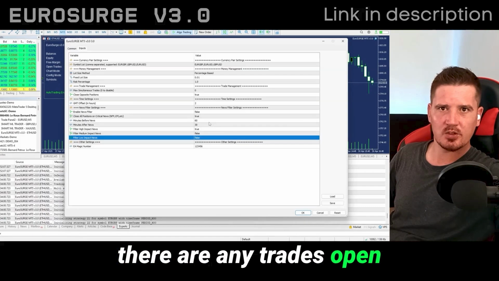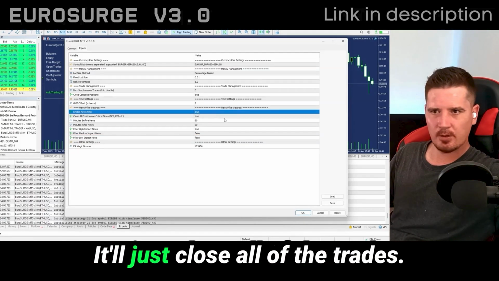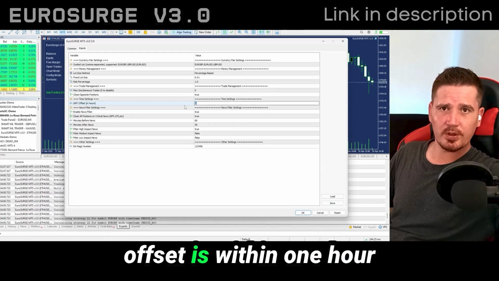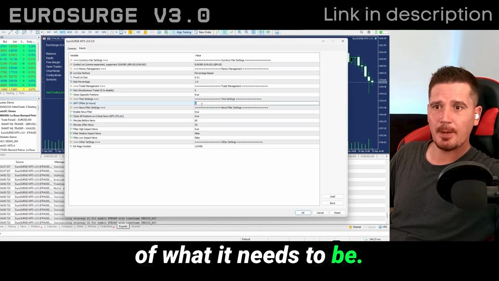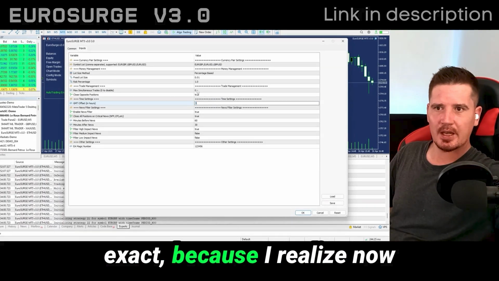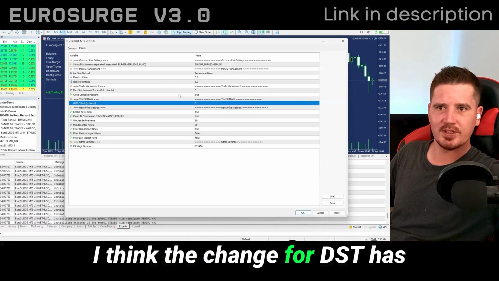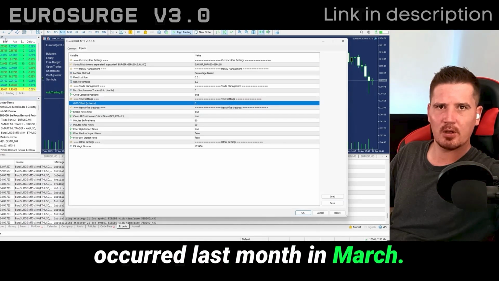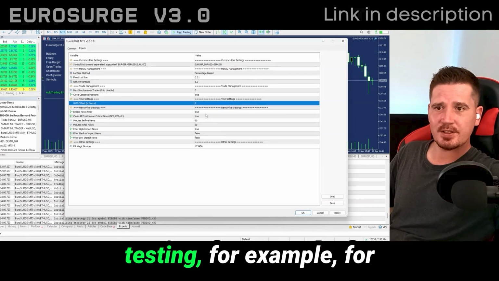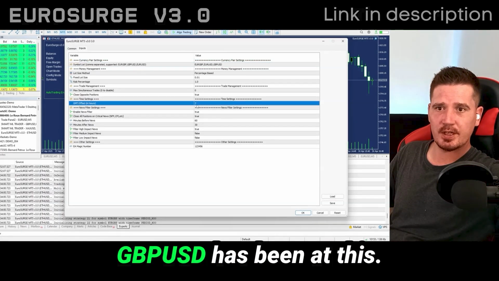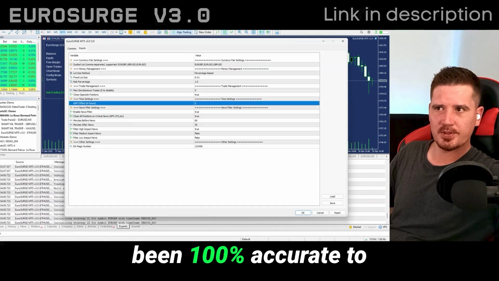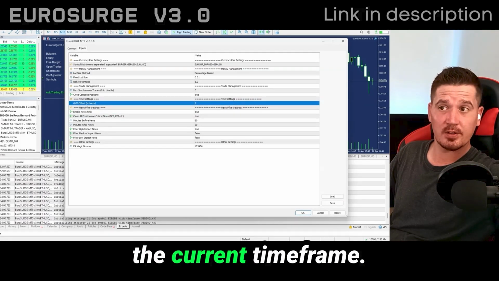If there are any trades open at 12 in the afternoon, it'll just close all of the trades relative to your offset. So make sure that your offset is within 1 hour of what it needs to be. The reason why I'm not going to say it has to be exact, because I realize now, I think the change for DST has occurred last month in March, and I didn't realize until actually having a look at it now. So all of my testing, for example, for GBPUSD has been at this. So it would have not been 100% accurate to the current time frame.